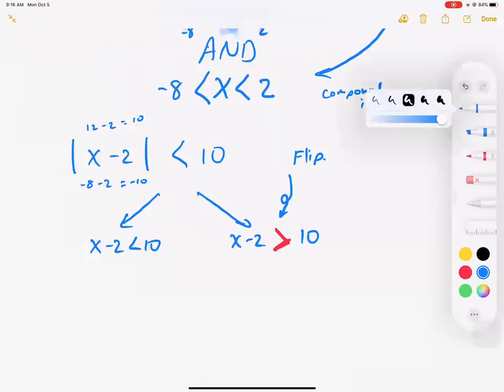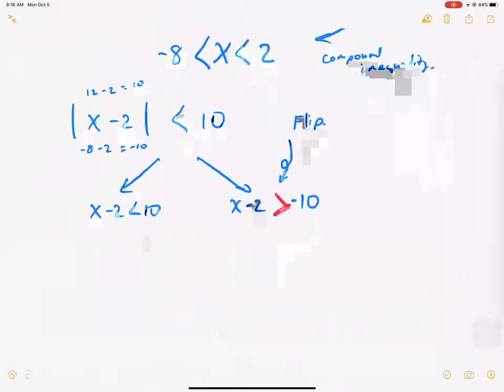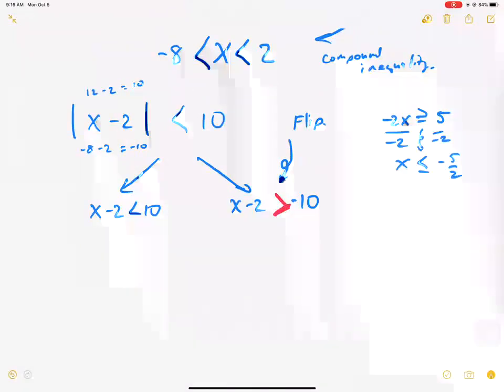Oops, I forgot to write the negative. Negative 10. So it's almost like whenever you multiply or divide by a negative, that's when we flip that inequality. If I write negative 2x is greater than or equal to 5, when you divide by negative 2 to both sides, x is less than or equal to negative 5 over 2. Remember, we do a flip whenever we divide or multiply by a negative. This is the same idea here. Because I multiplied it by a negative, we had to flip that inequality.